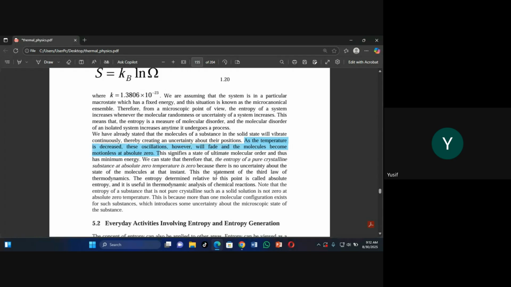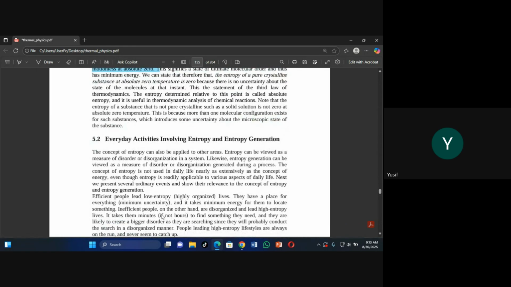The entropy determined relative to this point is called absolute entropy, and it is useful in thermodynamic analysis of chemical reactions. Note that the entropy of a substance that is not pure crystalline, such as a solid solution, is not zero at absolute zero temperature. This is because more than one molecular configuration exists for such substances, which introduces some uncertainty about the microscopic state of the substance.